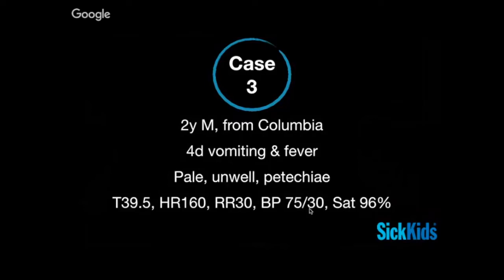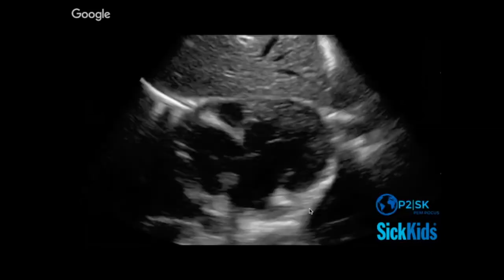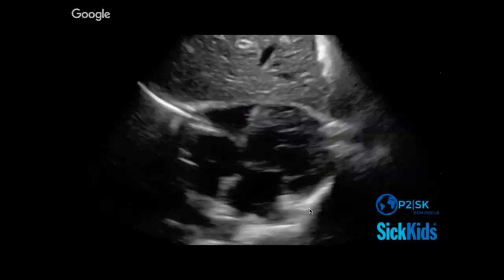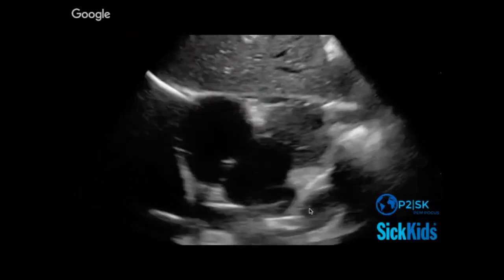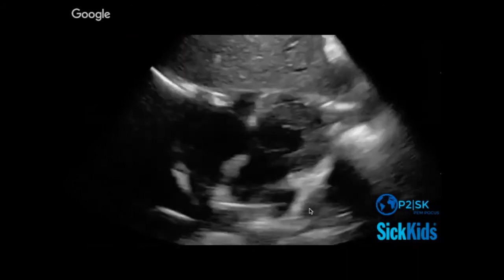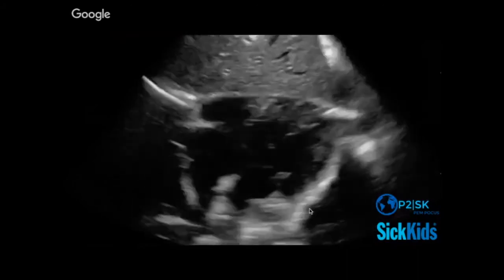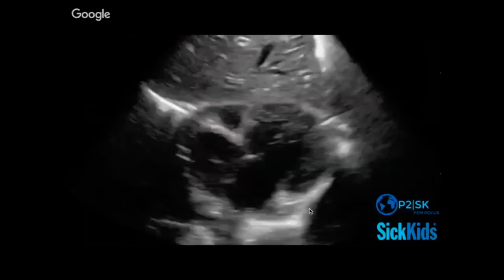And they have some petechiae. They're currently febrile, and they're tachycardic, and they're hypotensive. And their SAT is 96% on room air. So, team, tell me what view and what findings. Awesome. Subxiphoid view, no effusion.